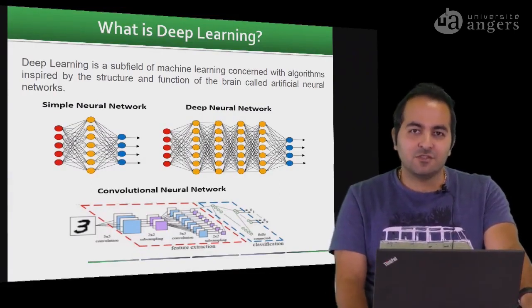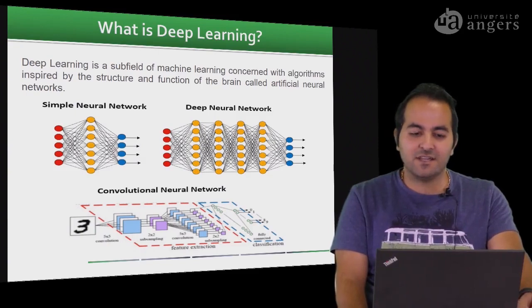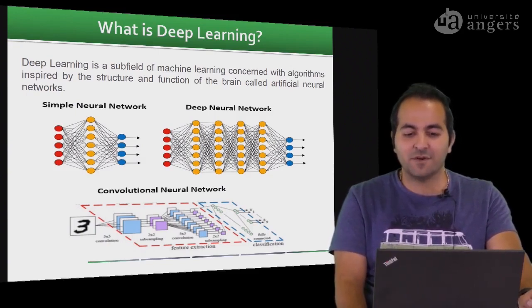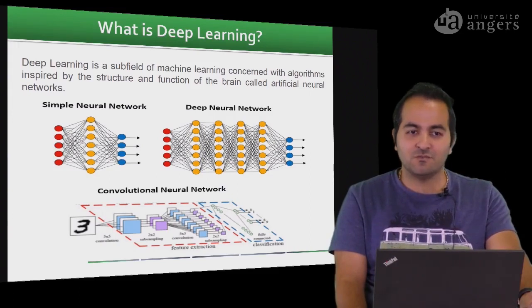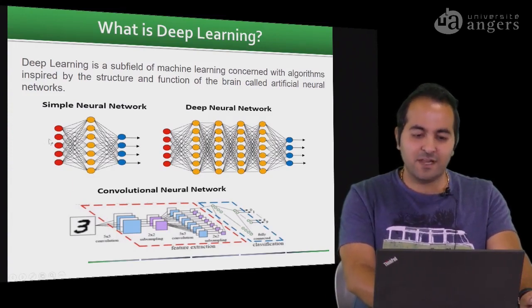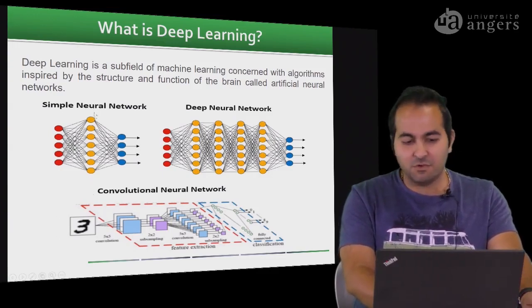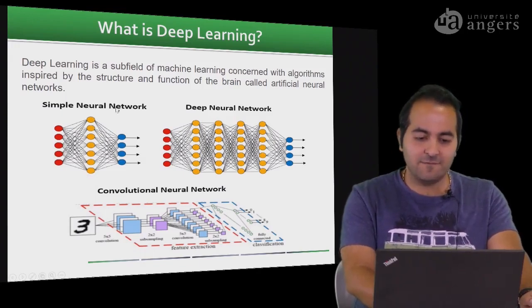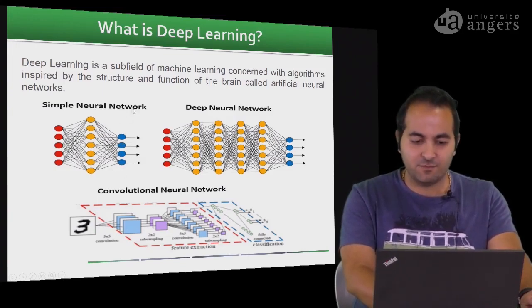First of all, we should know what is deep learning. As a Wikipedia description, we can say deep learning is a subfield of machine learning concerned with algorithms inspired by the structure and function of the brain called artificial neural network. So it's inspired from the brain, so it should work like a brain, and we will see how we can use it. Here you can see a simple neural network: we have an input, some hidden layers, here it's one hidden layer, and an output that is based on your classes if it's a classification purpose.